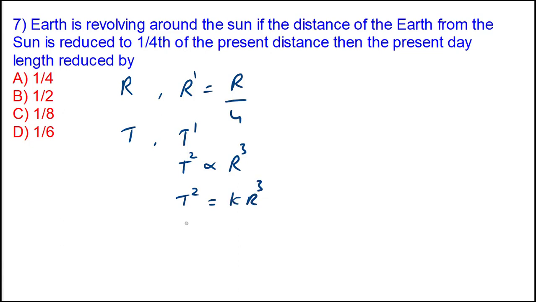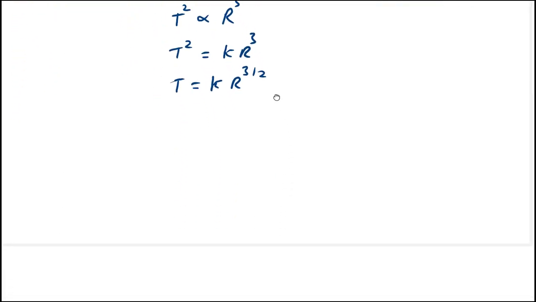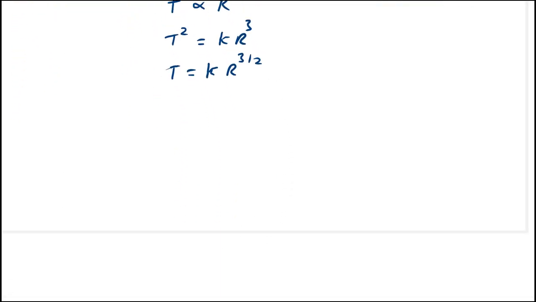So t, what we can say is, again we have k is 3 by 2. We take the square root, so this 3 by 2. So t, we are interested in t. Now for the present case, this is for t. What about t dash? For t dash, what we'll have is t dash is equal to k r dash 3 by 2. Now what is t dash upon t?